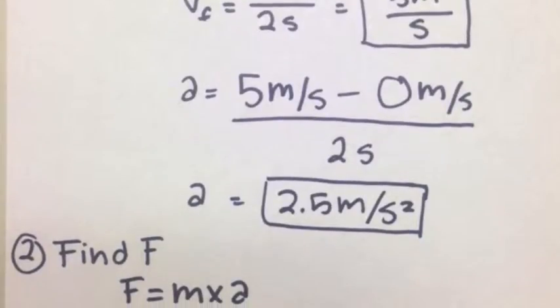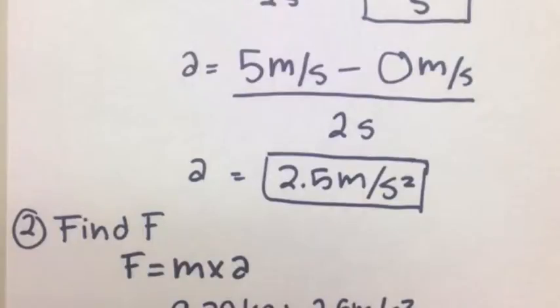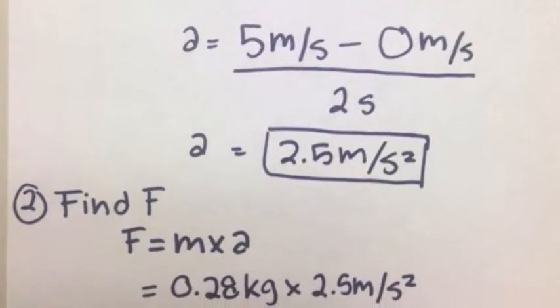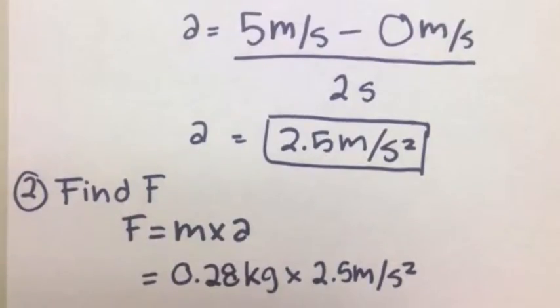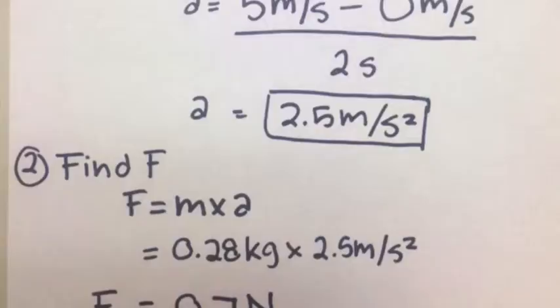F equals mass times acceleration. Since we already have the mass and we just found the acceleration, this is now simple. 0.28 kilograms times 2.5 meters per second squared leads to a force of 0.7 newtons.